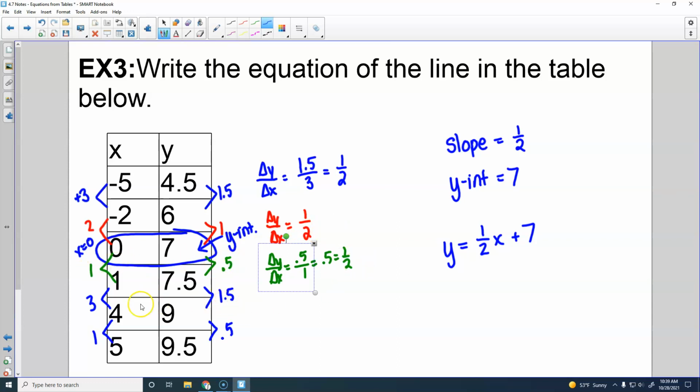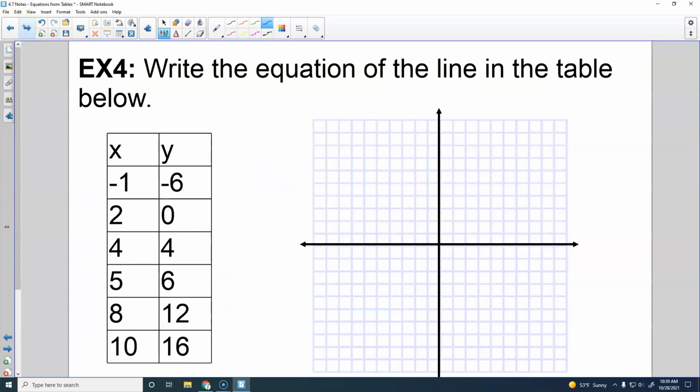If we did this one, 1.5 over 3 is 1/2. 0.5 over 1 is 1/2. So we have that constant rate of change of 1/2, which is going to be our slope. Does that help? Okay. So this is our answer right here. Okay, questions? All right, let's look at this one.